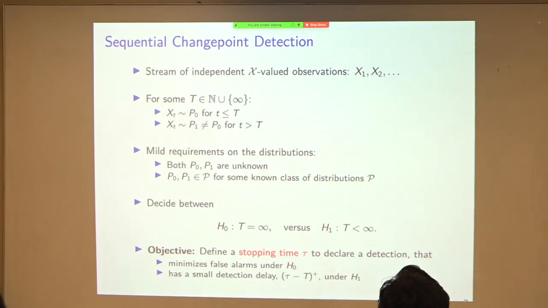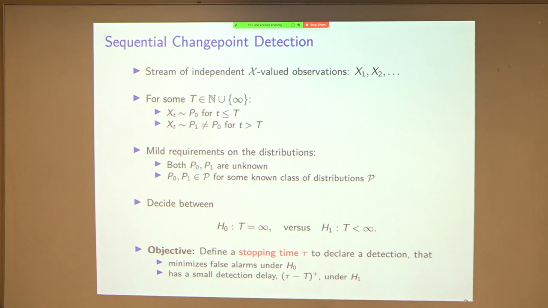Okay, so the setup over here is we have some stream of observations. They don't actually have to be independent, I'm sorry, but you have a stream of x-valued observations x1, x2, x3, and so on. For some capital T, xt is drawn from p0, and after T, here I'm using capital T for the change point instead of nu, it's drawn from some distribution p1, and p0 and p1 are both unknown, but we just know that they lie in some big class script P.